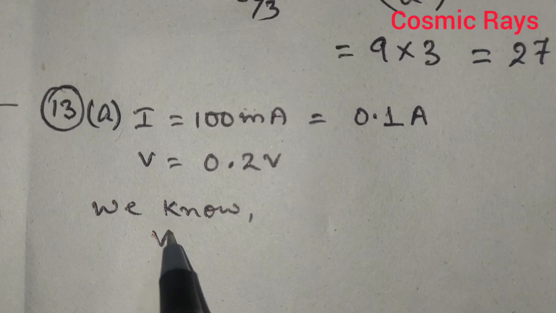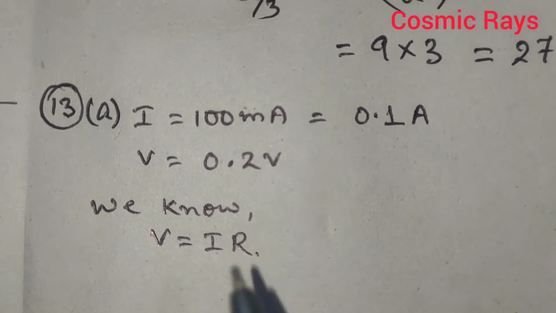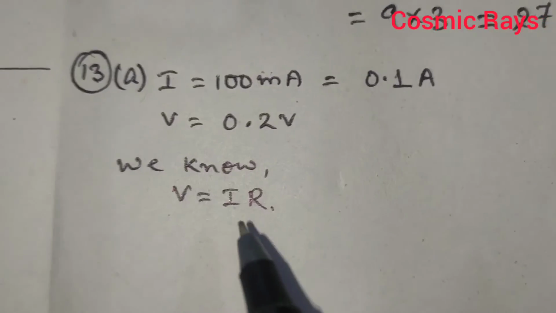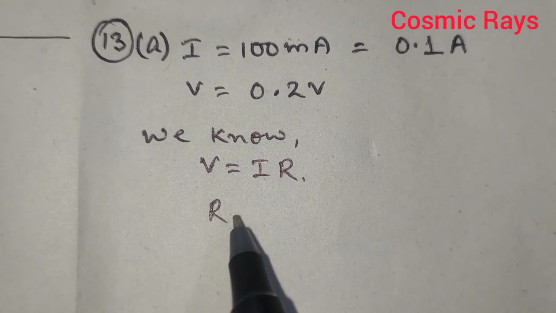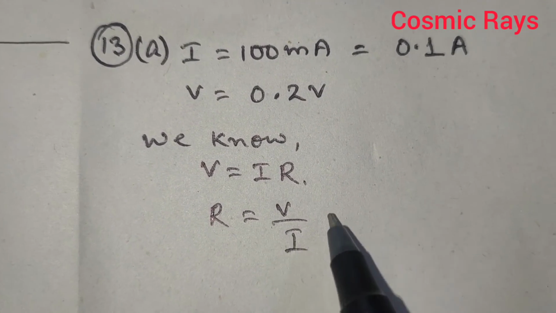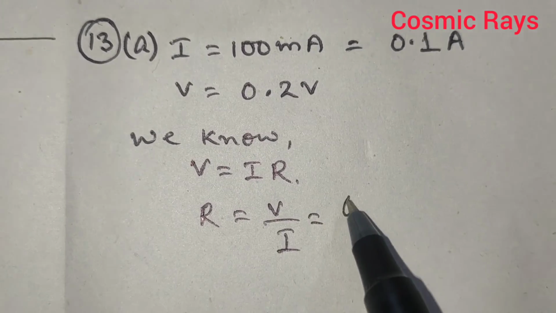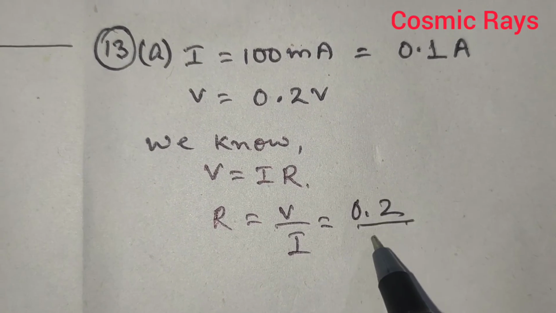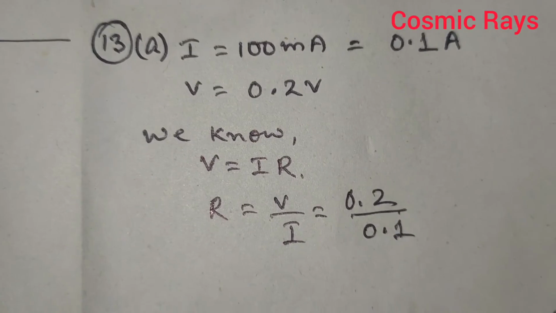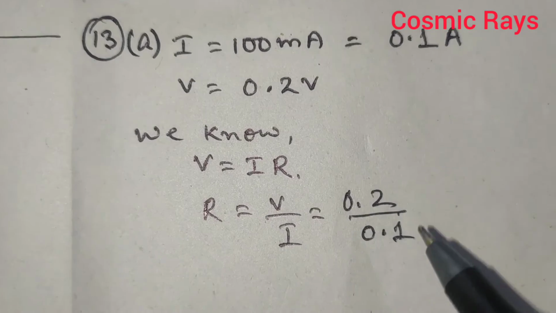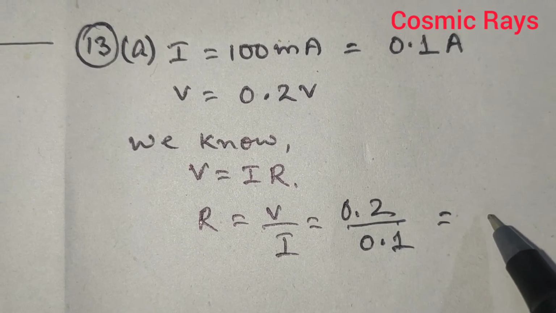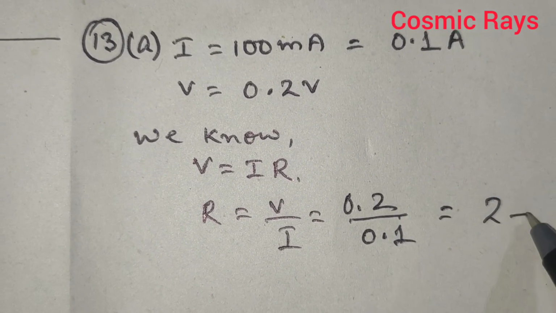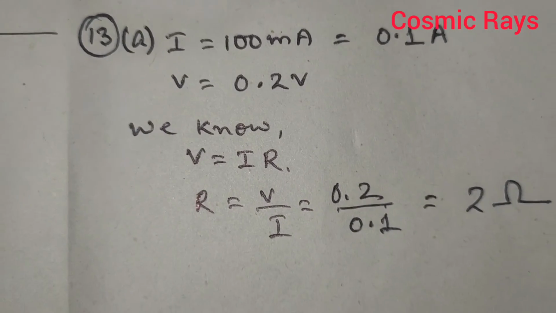So we know that V is equal to IR. We have to calculate the value of R. So from here, R is nothing but V by I. We have the value of V, that is 0.2, divided by the value of I, that is 0.1. When you divide it, you will find the answer to be 2 ohms.